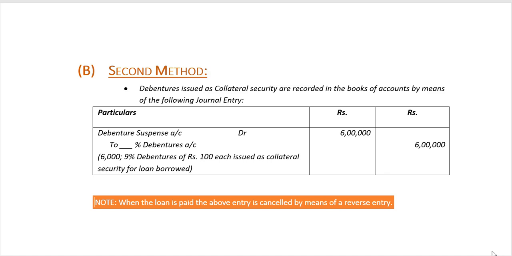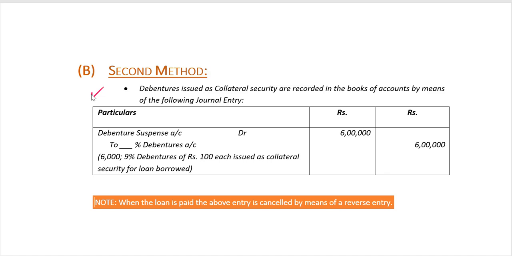Let's move on to the second method. Now in this method, the debentures issued as collateral security are recorded in the books of accounts by means of the following journal entry. Debenture suspense account debit 6 lakh rupees to 9% debentures account 6 lakh rupees. The narration: 6,000 9% debentures of rupees 100 each issued as collateral security for the loan borrowed. So the difference from the first method is that we will record a journal entry for the issue of debentures as collateral security.